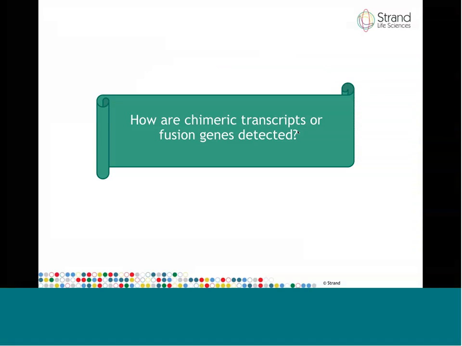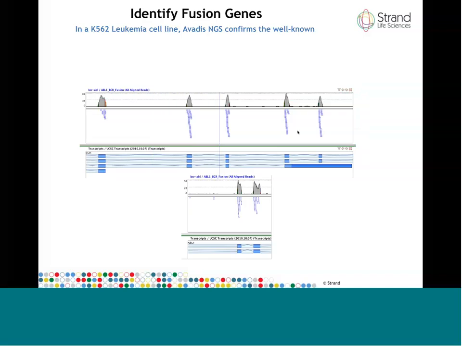Next, there are further variants which are not SNPs or small insertions, deletions, but whole combinations where chimeric transcripts are obtained from two different genes that get fused. And the question is, how does Avadis NGS determine such fusion genes? Here is an example, a screenshot again of the genome browser, where we've illustrated the famous BCR-ABL gene fusion that happens in leukemia cell lines.